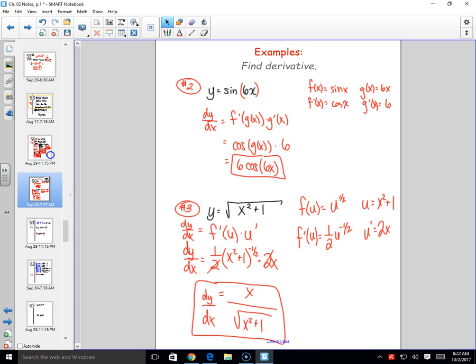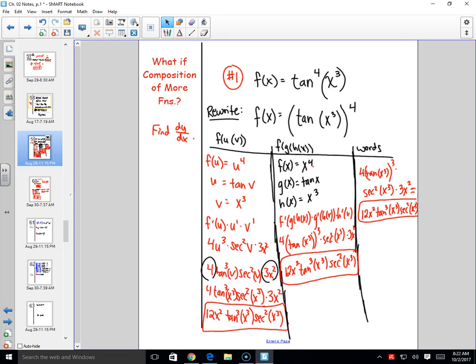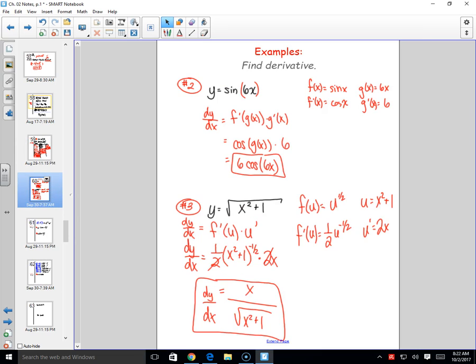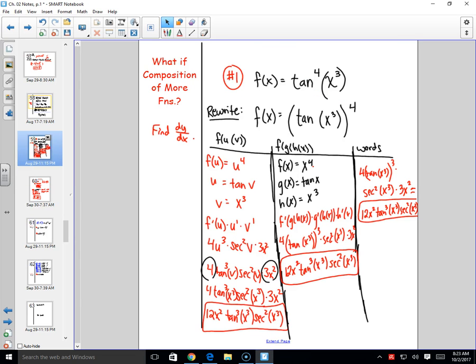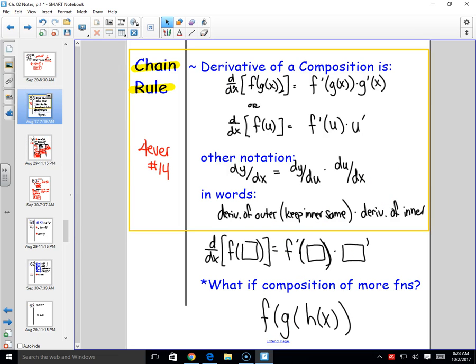Okay, so what was easier about both of these than that crazy tangent to the fourth one? What was easier on this page? Did you see it? There was just one outer, one inner, that's it. But were the rules any different technically about the process? No.